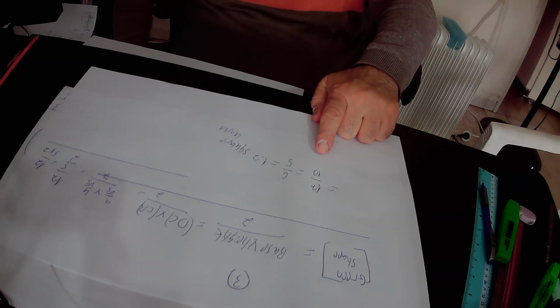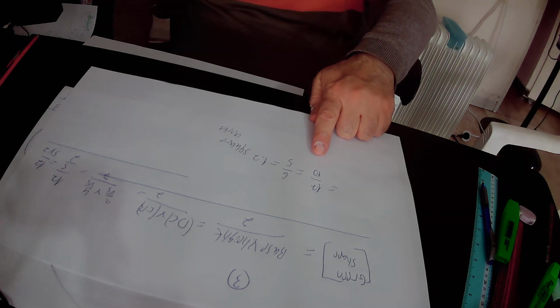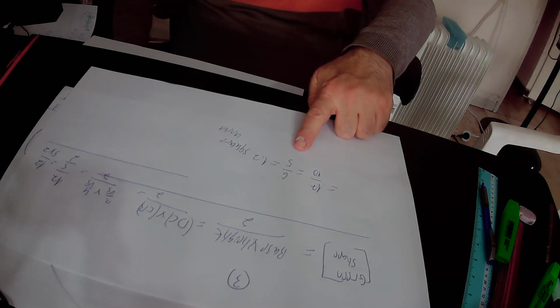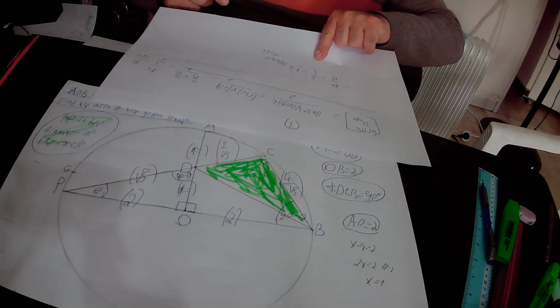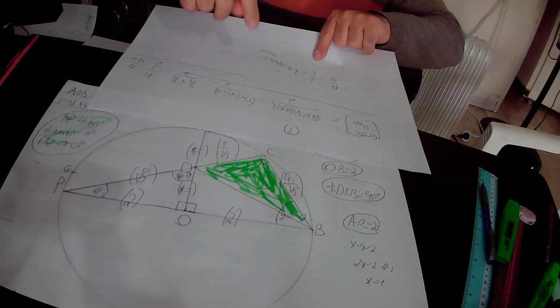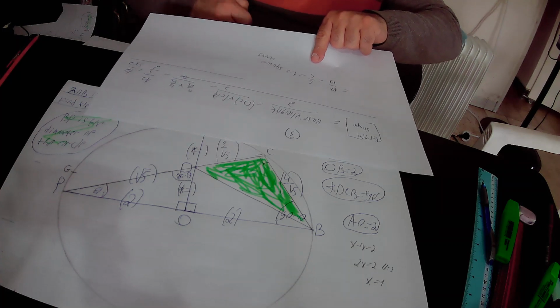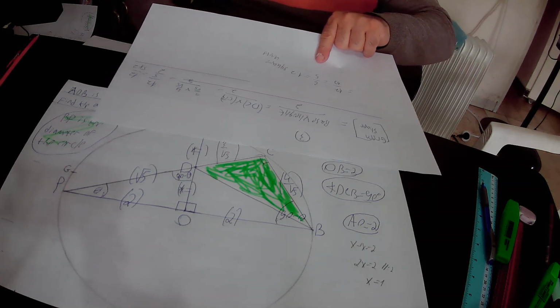We divide both the numerator and the denominator by 2, and find that 12 over 2 is 6, and 10 over 2 is 5. So in conclusion, the area of this green shape equals 6/5 square units, or in decimal terms, 1.2 square units. Okay, thank you very much.